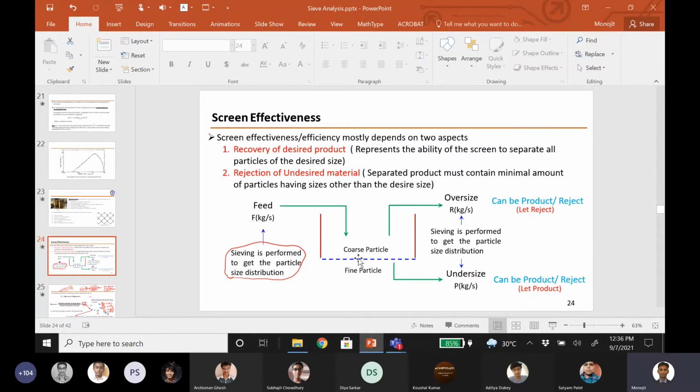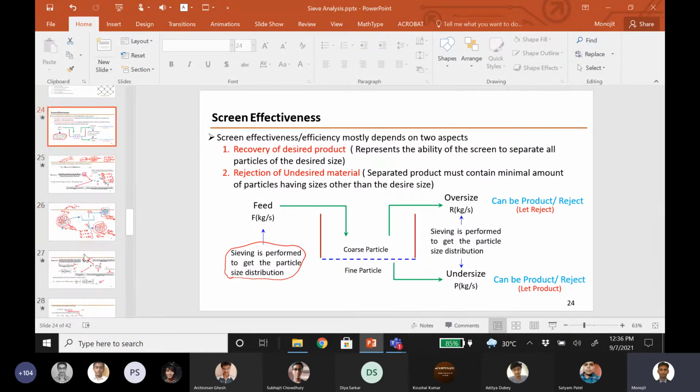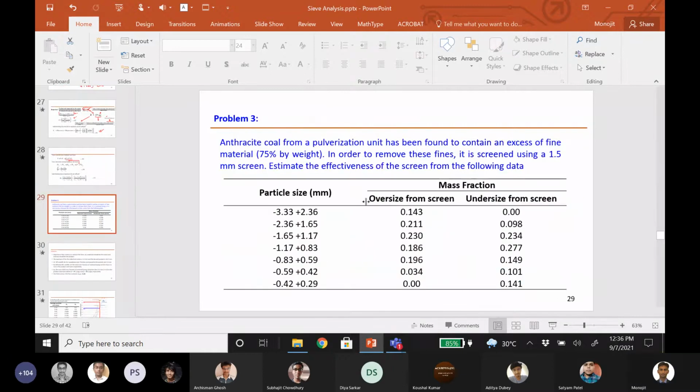This is how I define the screen effectiveness. Suppose you take this screen to be that screen which is used to solve this problem. Now you can understand, this is the one screen where the feed is coming, the oversize is going, the undersize is, and the sieve analysis of the oversize and undersize is given in this table. Is that clear? It's an industrial screen.